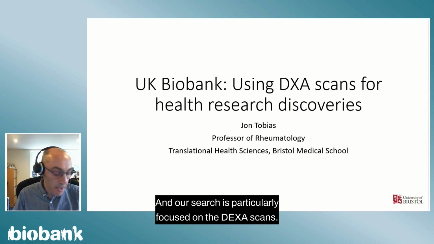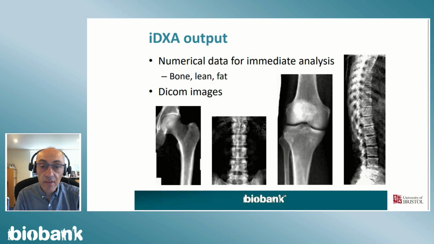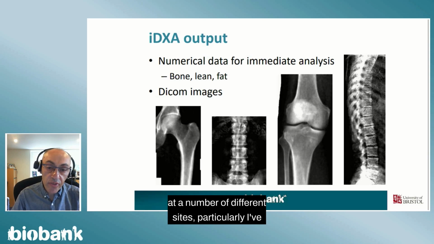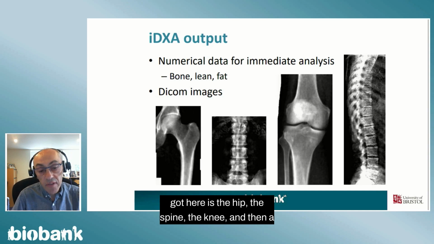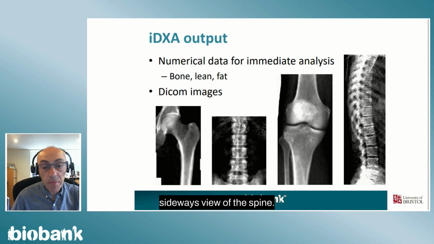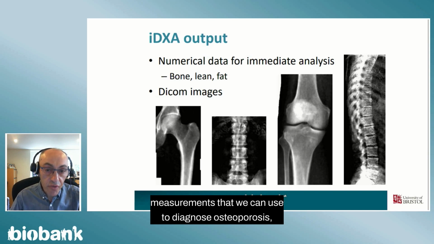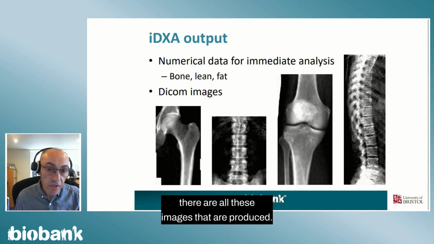Our research is particularly focused on the DEXA scans. We heard from Tonya that the DEXA scan produced these images at a number of different sites, particularly, as I've got here, the hip, the spine, the knee, and then a sideways view of the spine. As well as numbers that come out, like bone density measurements that we can use to diagnose osteoporosis, there are all these images that are produced.